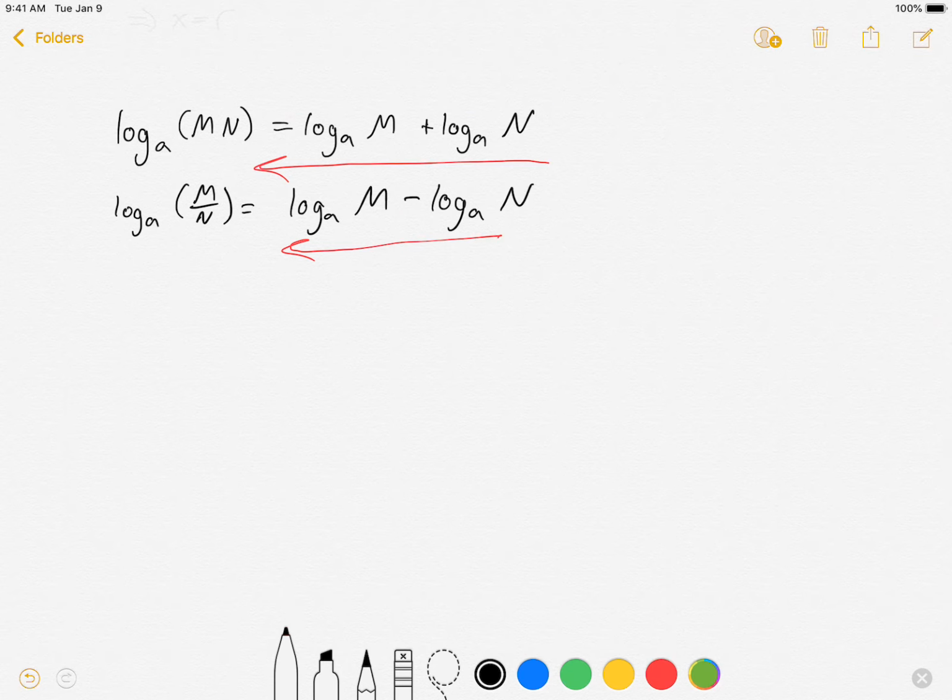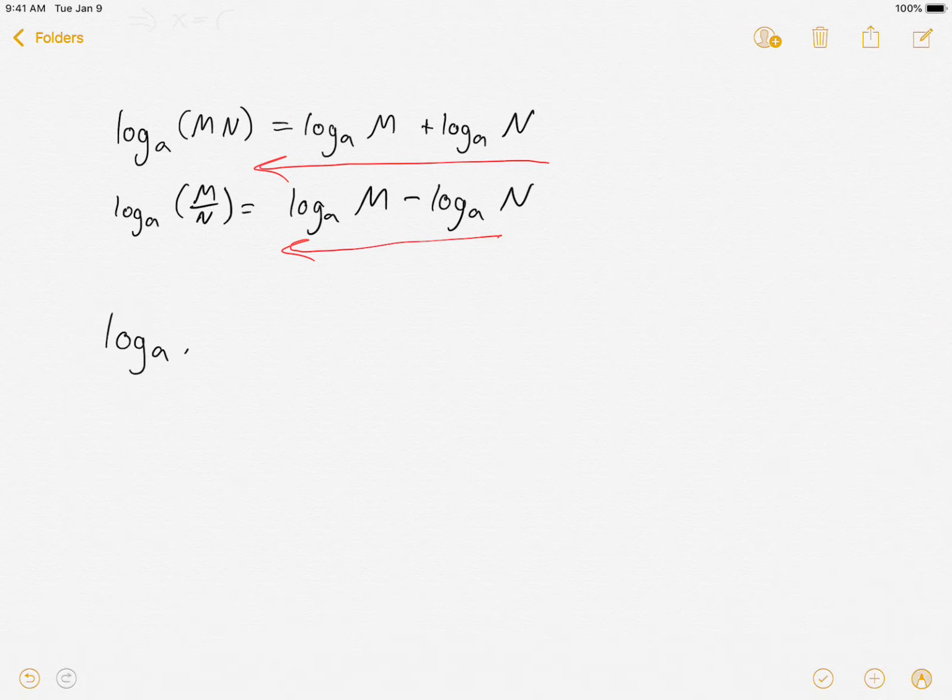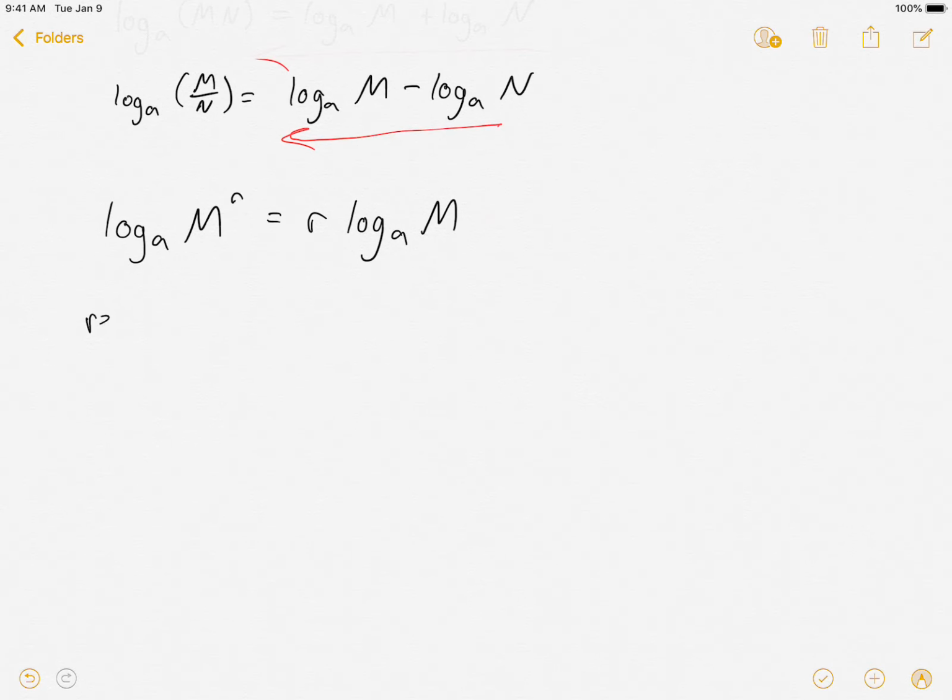And then our last little rule for the time being, log base a of m to the r power, we can take the exponent and bring it out in front as a coefficient. Okay, so let's say we want to use some of these properties to rewrite in expanded form.